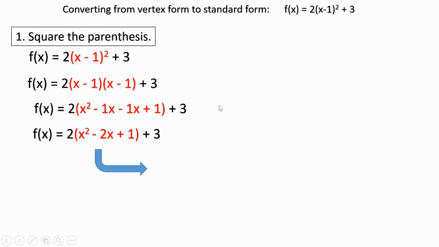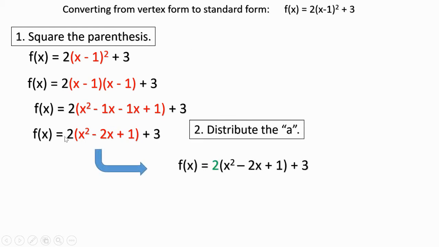All right, the next step you're going to do is distribute that a, right? We can't add 3. We have to multiply first. And so that's the next step in PEMDAS, is multiplying. So I'm going to multiply that 2 into everybody. And I know that 2 times x squared is 2x squared. And 2 times -2 is -4. And 2 times 1 is 2.